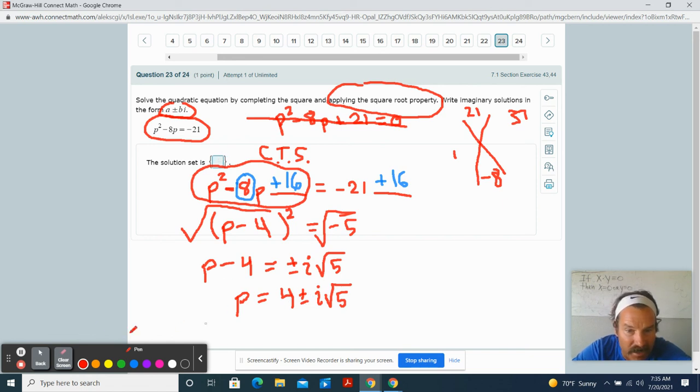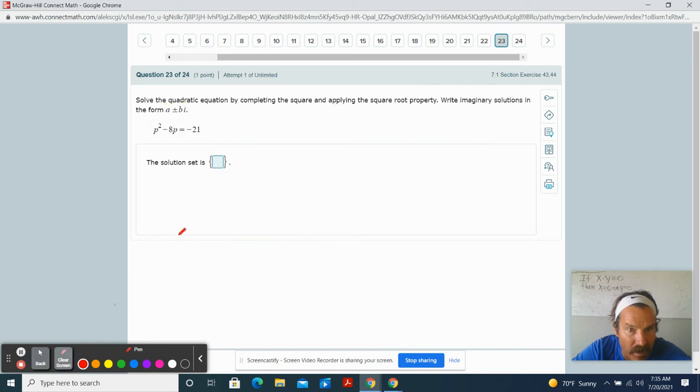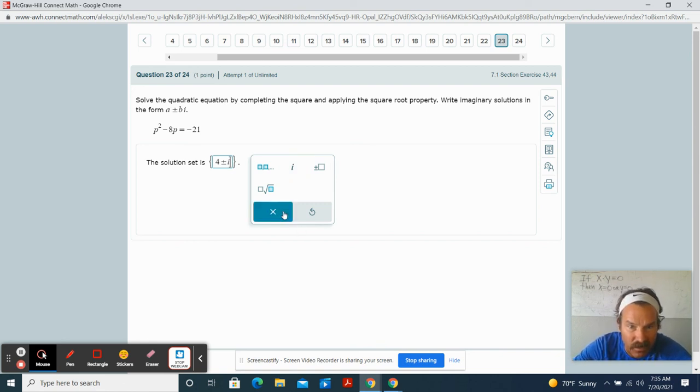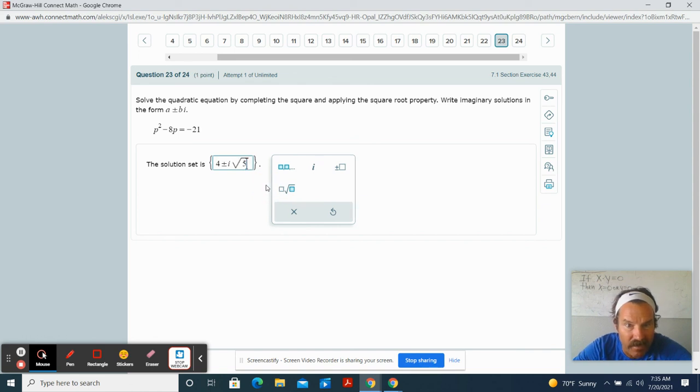I believe the box here, we could put the 4. We could put the plus or minus. There's the i. And then I put the square root of 5. So I need to hit the square root key. And then 5. So 4 plus or minus i root 5.